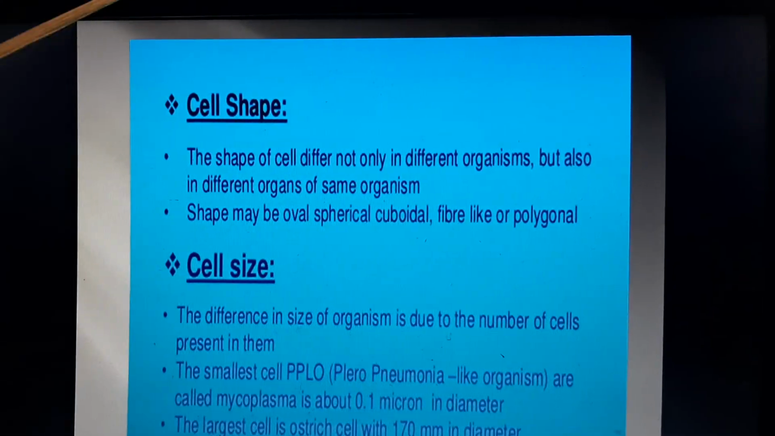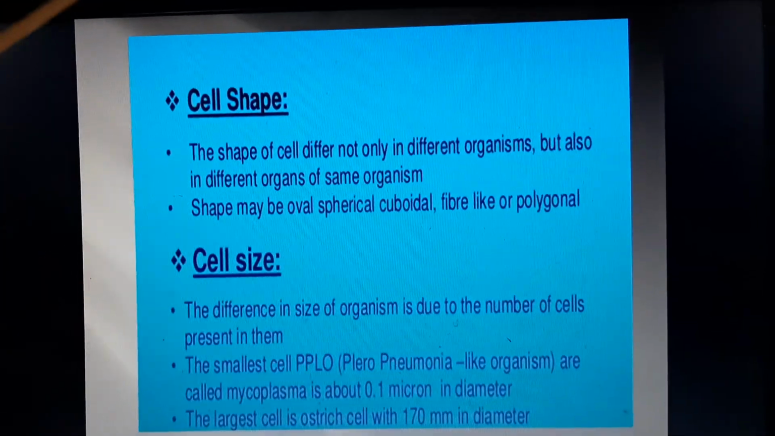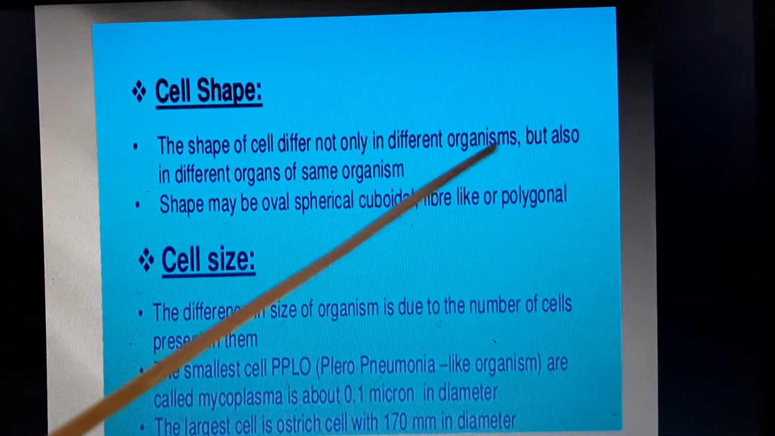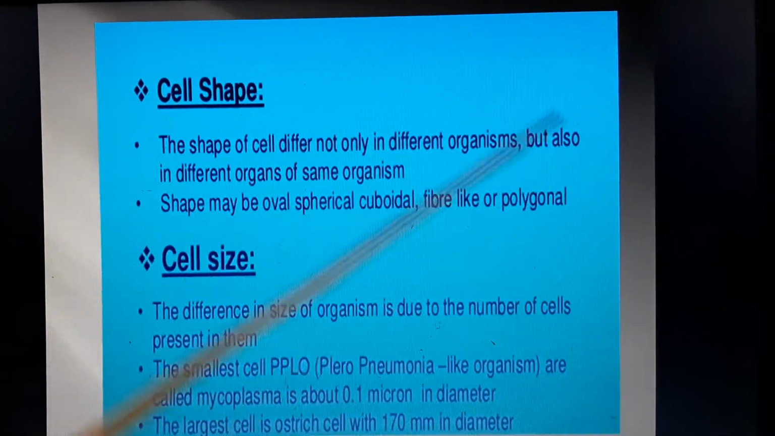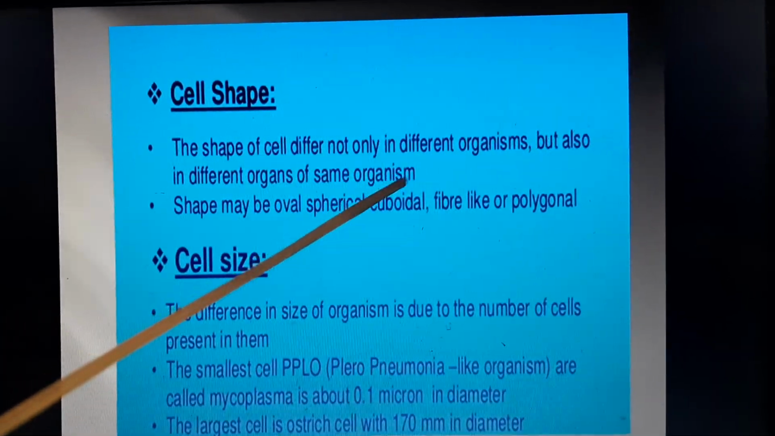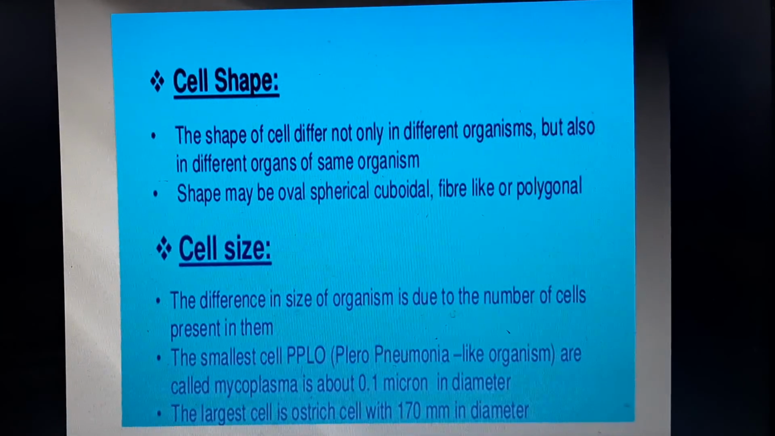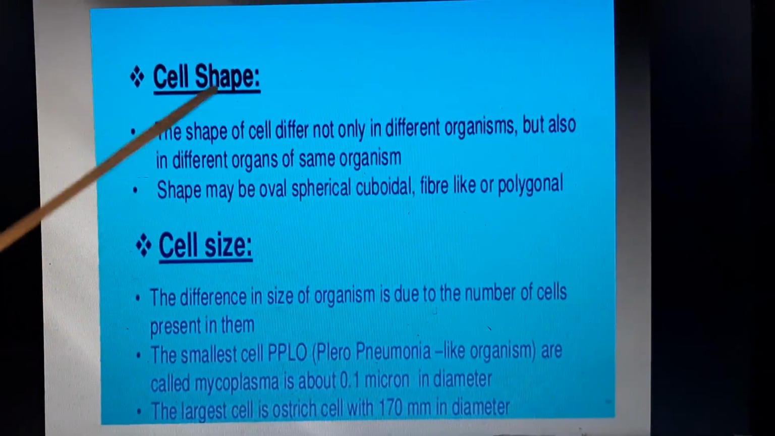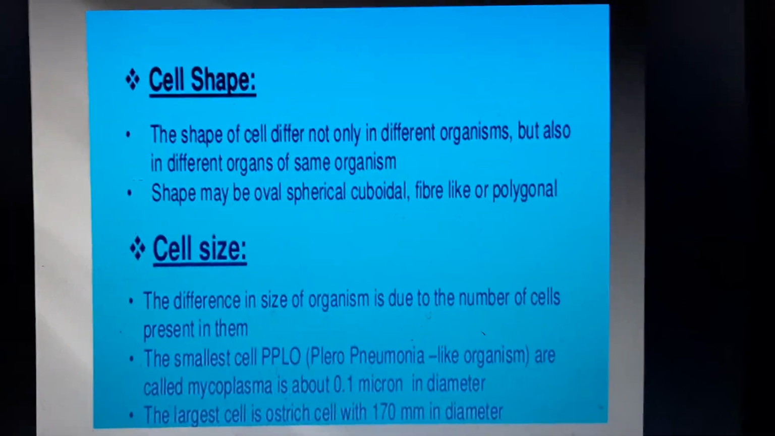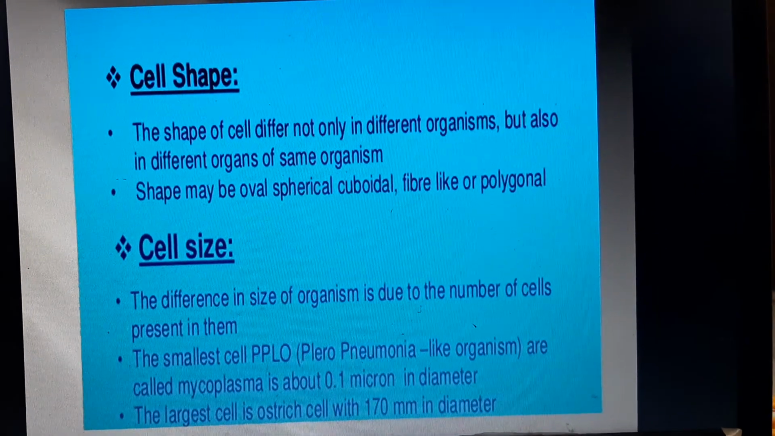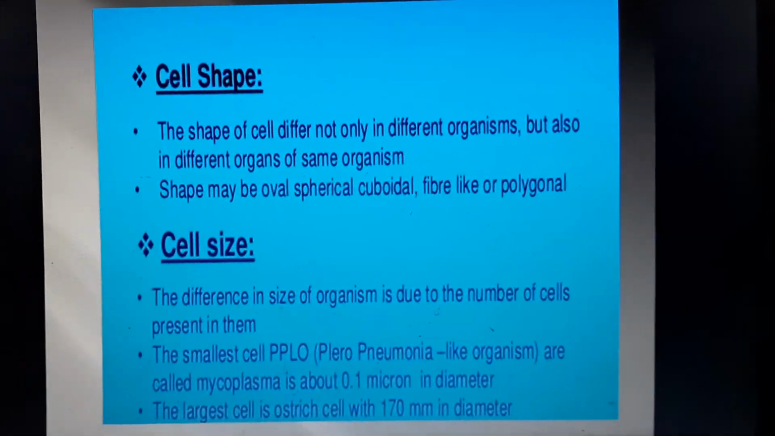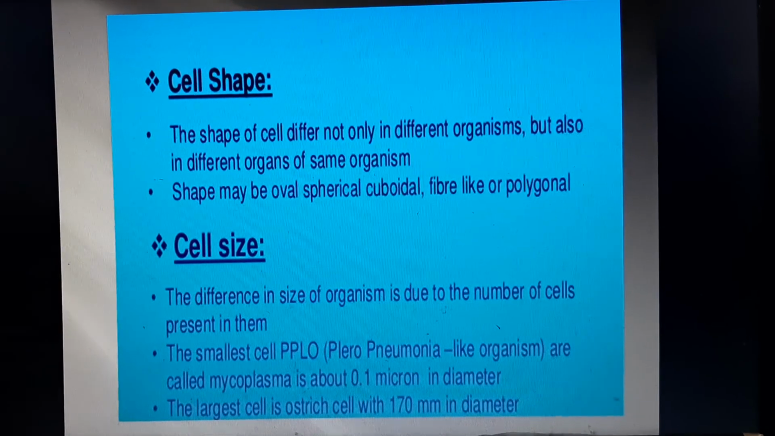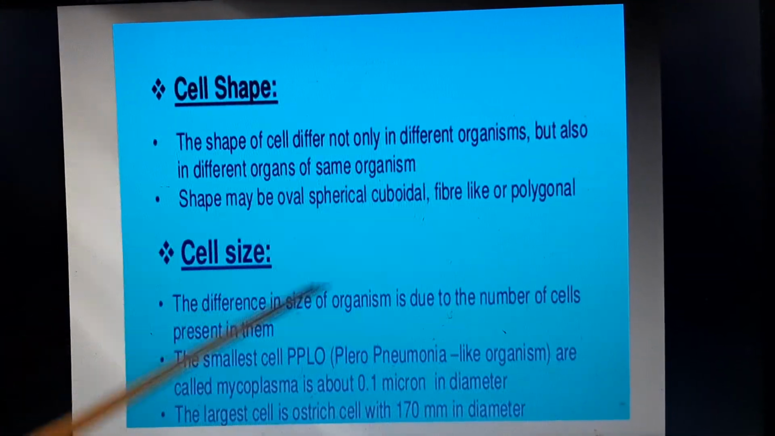Next is on the basis of cell shape. The shape of cells differs not only in different organisms but also in different organs of the same organism. Means when you have the same organism, it has cells of different shapes. Here you can take the example like you have seen stones. The stones are of different shapes. Similarly in cells you are going to observe different shapes and sizes also.